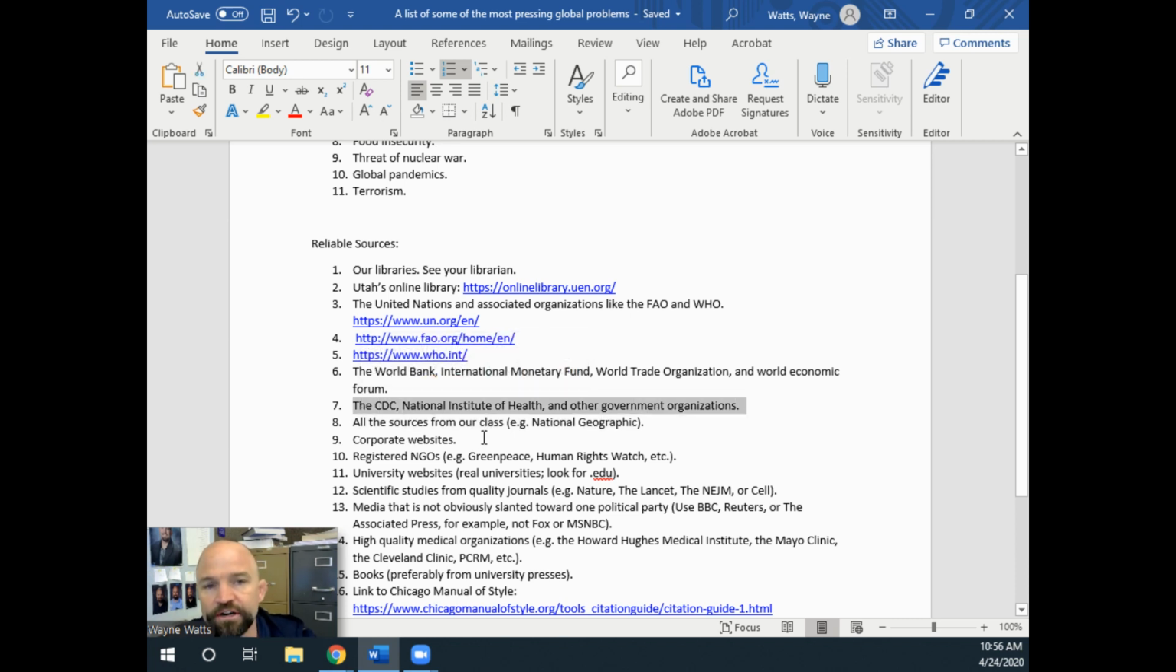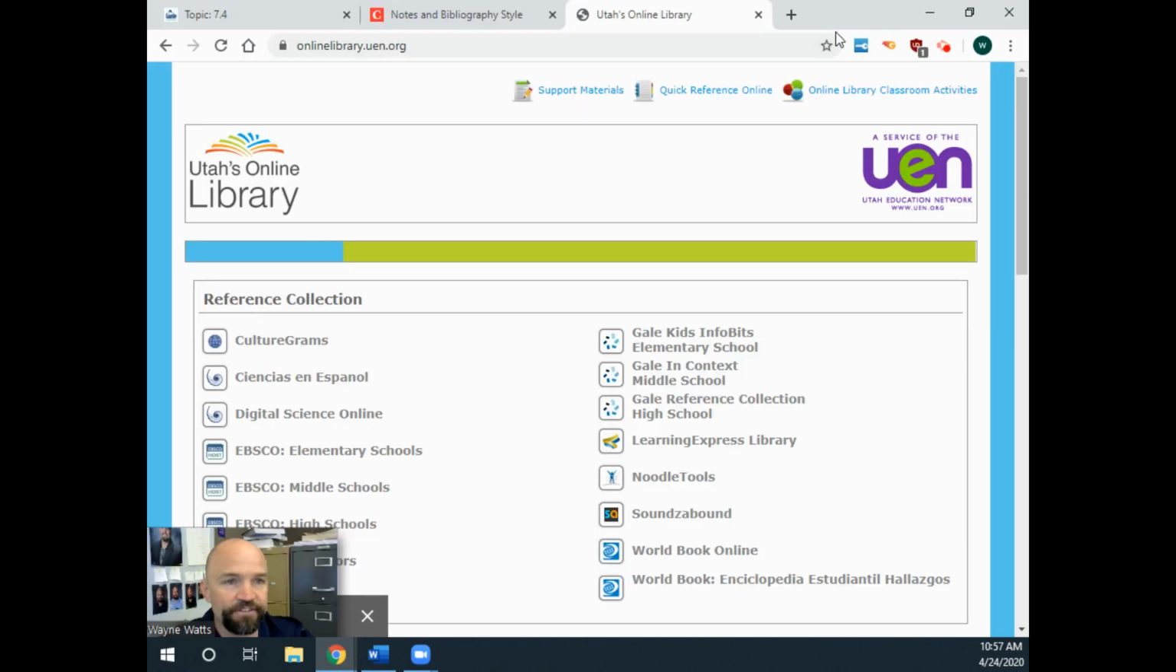Government websites are to be considered reliable sources. Look for .gov, something like, say, the CDC or the National Institutes of Health. Now, government organizations tend to be more reliable sources, but just like any potential source, they can have issues, right? All of the sources from our class. So, for instance, your textbook was from National Geographic, right?